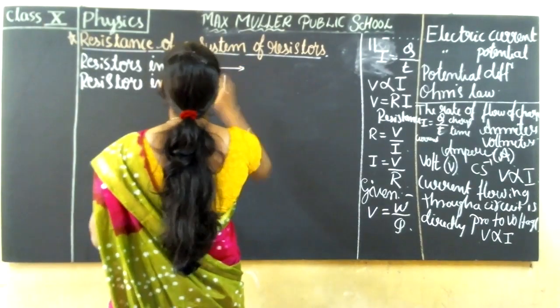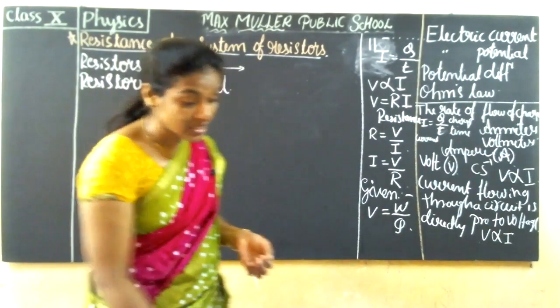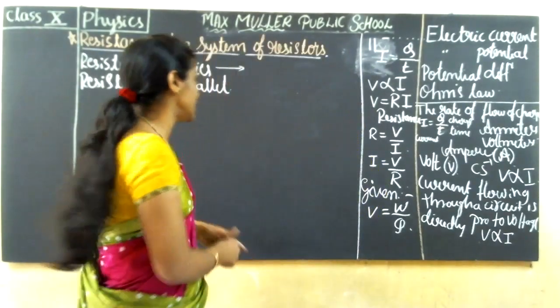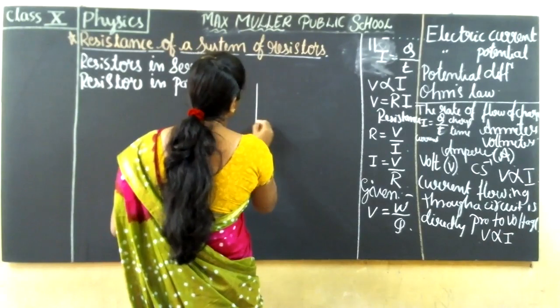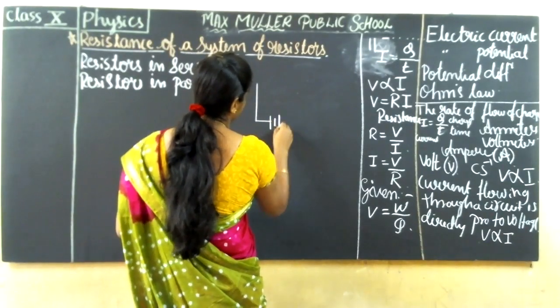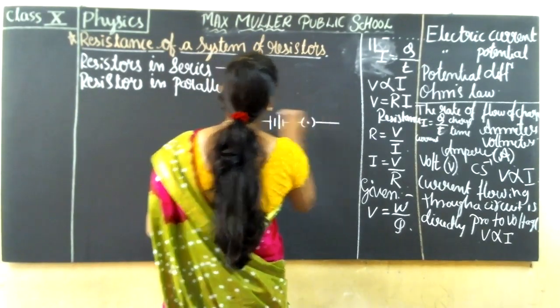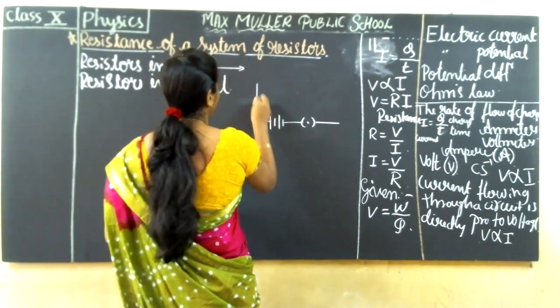First, let me draw a diagram of resistors in a series connection. Okay, so let me start with the battery. And here a plug key, and here our ammeter.